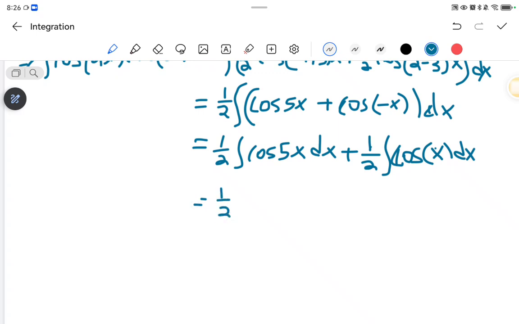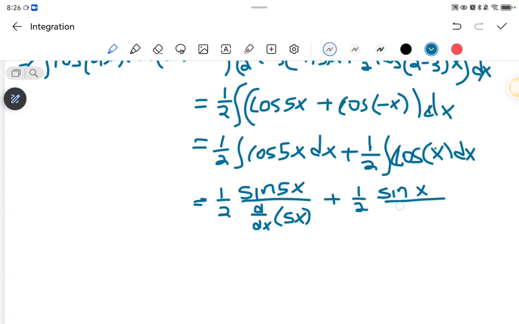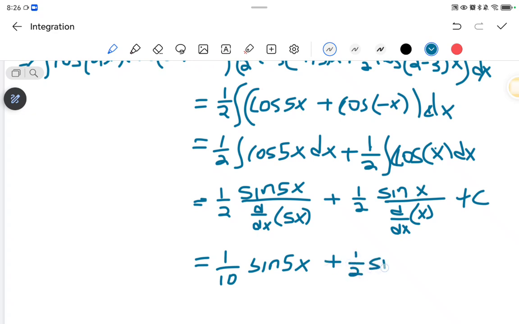then this will be equal to 1 over 2 integral of positive cos. We know it's positive sine, divided by the derivative of the inside, plus 1 over 2 positive sine divided by the derivative of x. I add c now. This will be 1 over 10 sine of 5x plus 1 over 2 sine of x plus c. Any question? If you have a question, you ask. If not, we proceed.